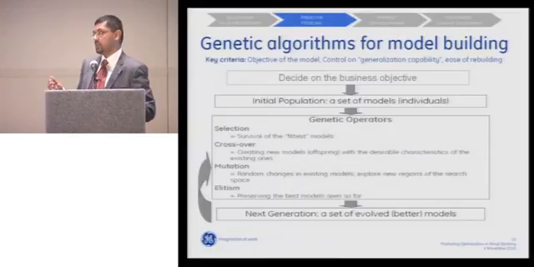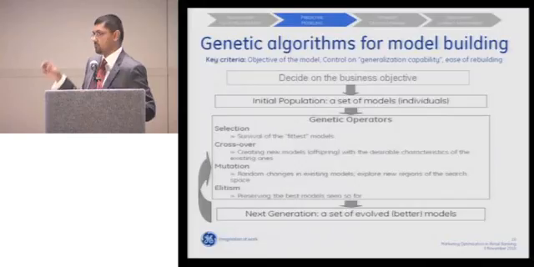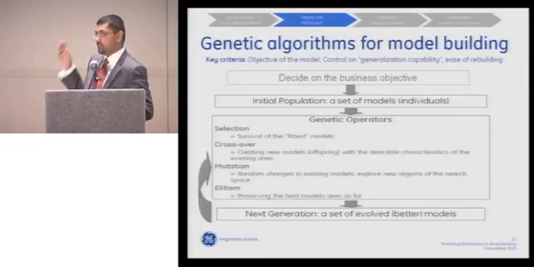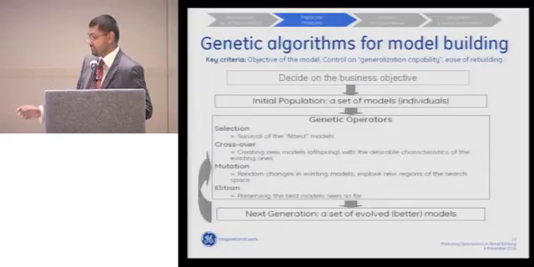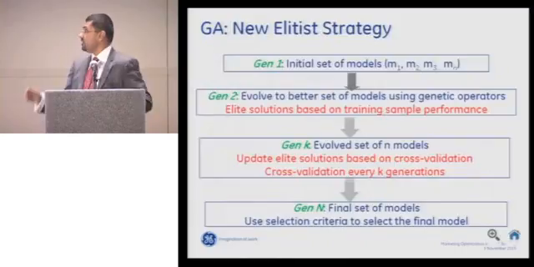And through this process, we evolve from good models to better models across generations, and then arrive at a reasonably good set of models that satisfy our business objectives satisfactorily. One of the things we did in order to improve this process as far as generalization ability was concerned, especially in view of dealing with a changing environment, was to change the elitism step. The way we did that was as follows.